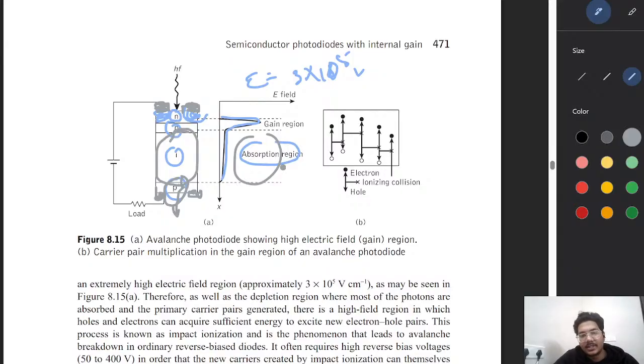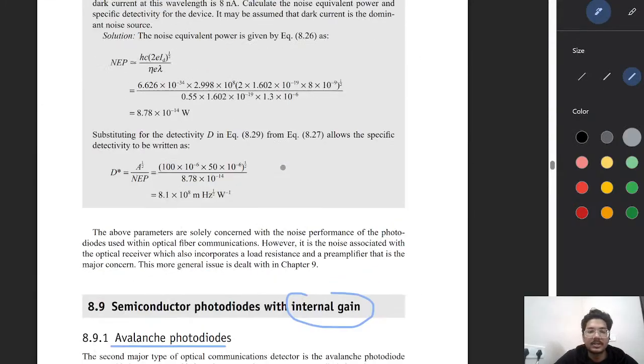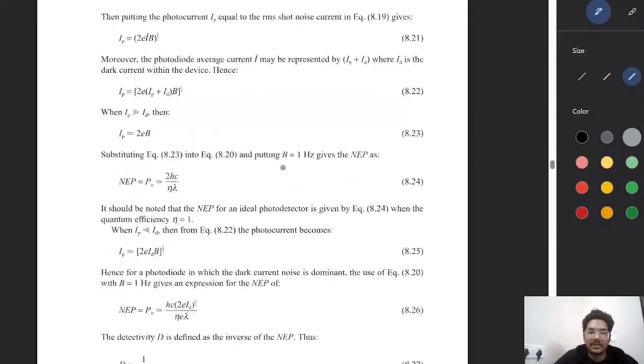So we covered the detector topic. Let's summarize all the things.